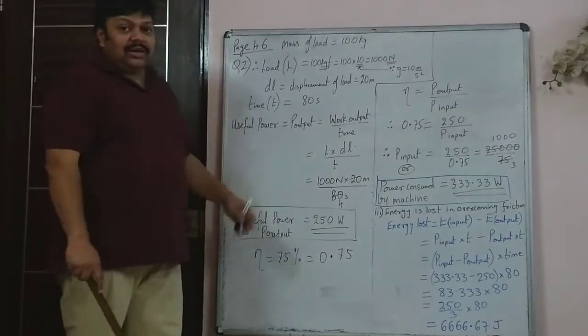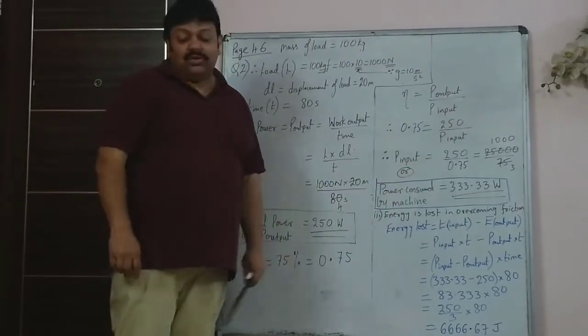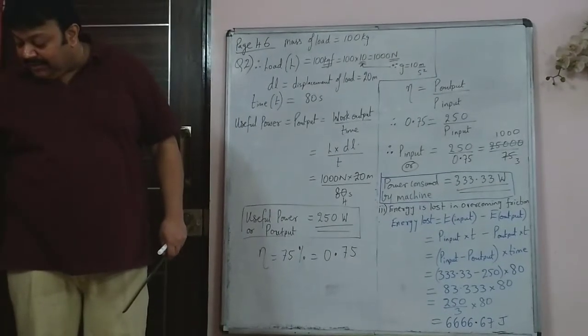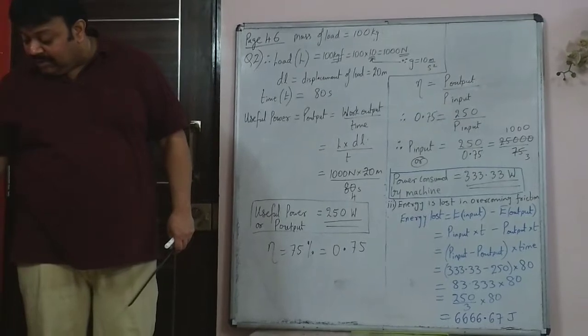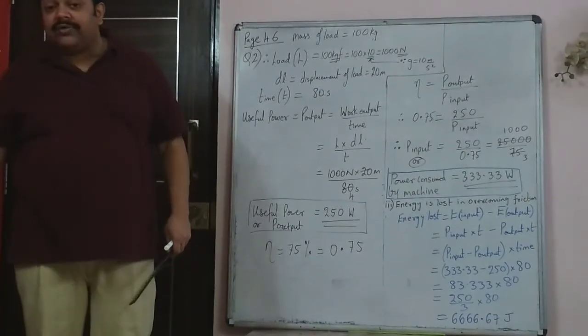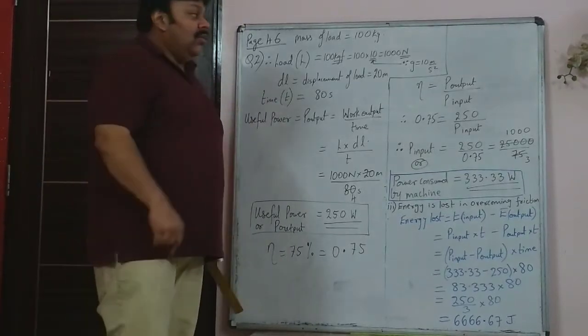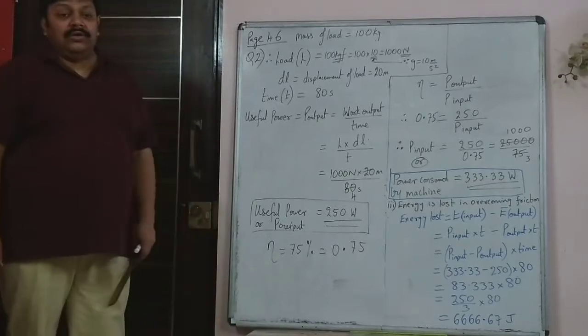So useful power is power output. Power consumed by machine is power input. And then they also ask you, find the electric power consumed. Why is there a loss of energy? And how much energy is lost? Why is there a loss of energy? Obviously because efficiency is not 1 or 100%.